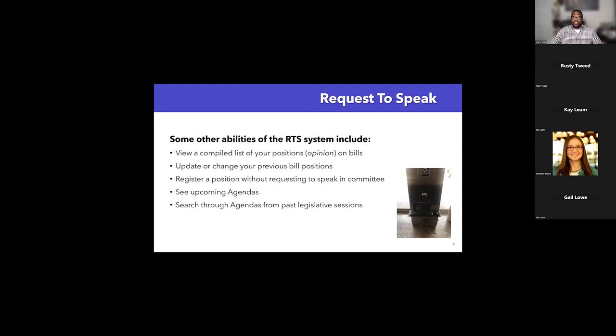You can see upcoming agendas. So if you're following a particular bill that you're concerned about, you can see when it's going to be discussed in which committee using the RTS program. And you could also look through past agendas from past legislative sessions. So if you want to find out what happened to a bill two legislative sessions ago, the Request to Speak program will allow you to do that as well.